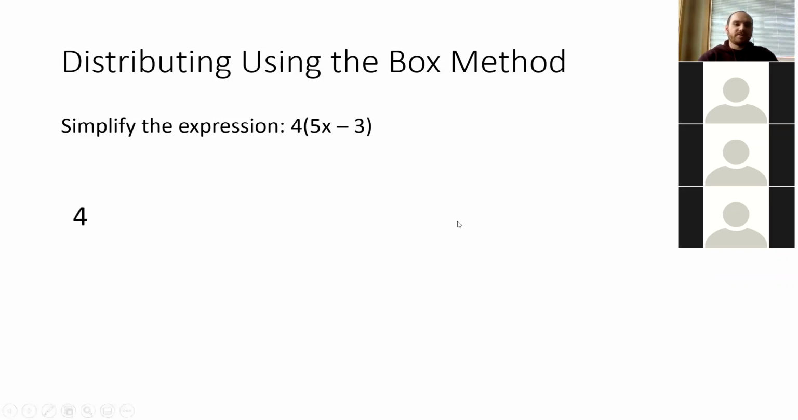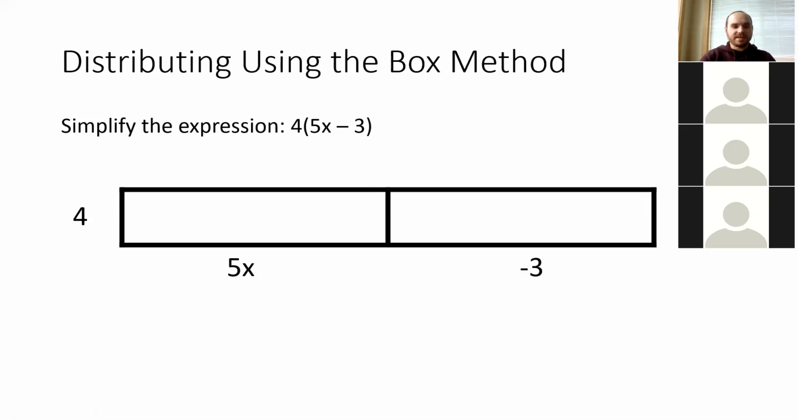So we're going to take a 4 and put it right here. What are the two terms that are inside the parentheses? 5x and -3. So we're going to have a 5x and a -3, and we're going to make little boxes.